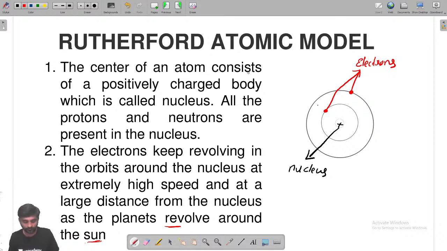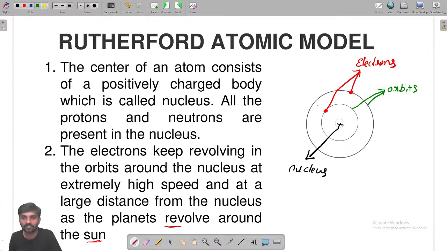And we call these orbits. These are called orbits.